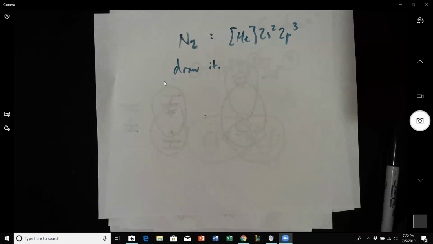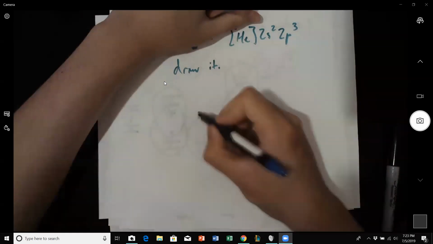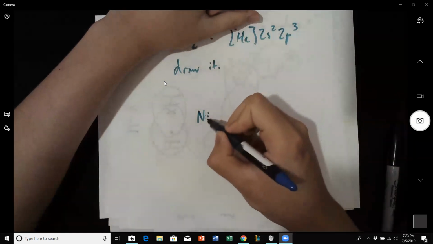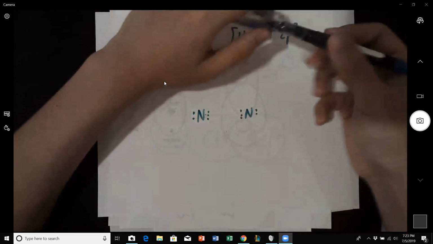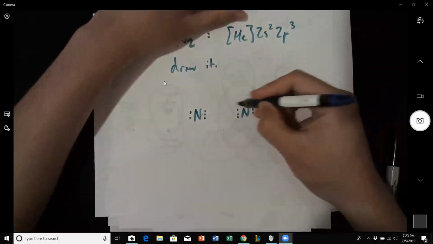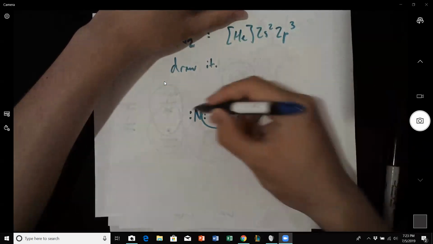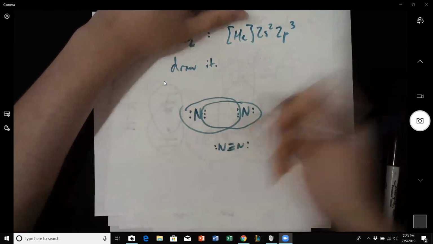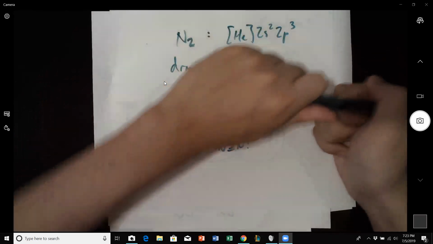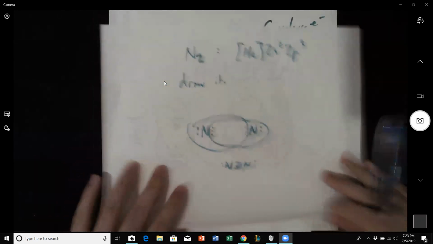Does everyone agree with Andrew's answer? Great. So Andrew's right, and N2 does have a triple bond. That's right. Each nitrogen comes with 5 electrons, and it needs 3 more. So it shares 3 electrons with another nitrogen atom.